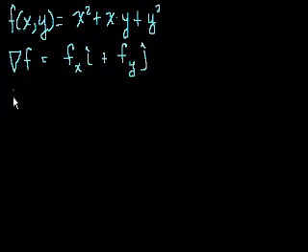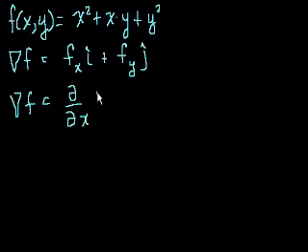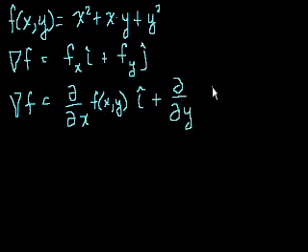Another way to view it, you could have also written this as the gradient of f is equal to the partial with respect to x of f of xy, and then all of that in the i direction. This is just a different notation, plus the partial with respect to y operated on f of xy. So the partial of f of xy with respect to y times the j unit vector.